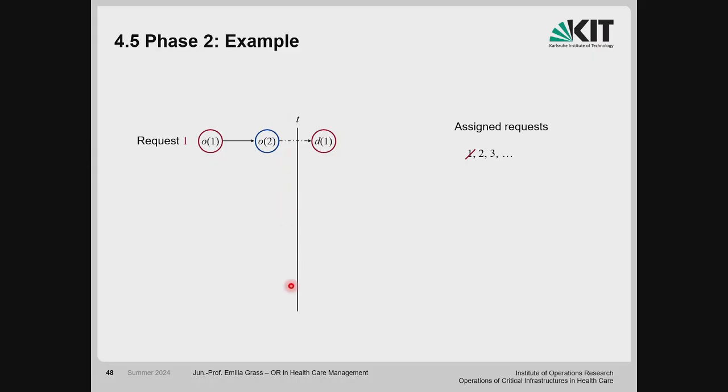So again, we are at time period T. Then we have a second request, this is the blue circle here. This patient has to be delivered after the delivery of the first patient. So the order is fixed here.